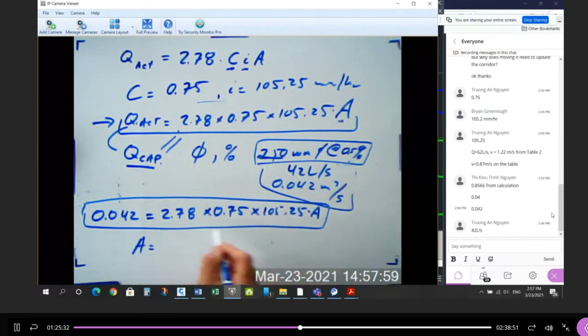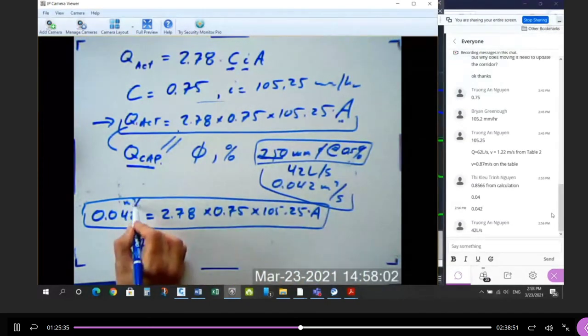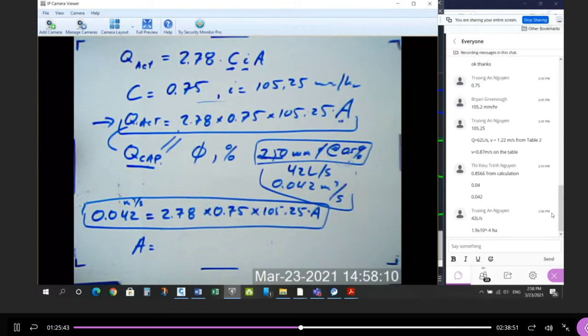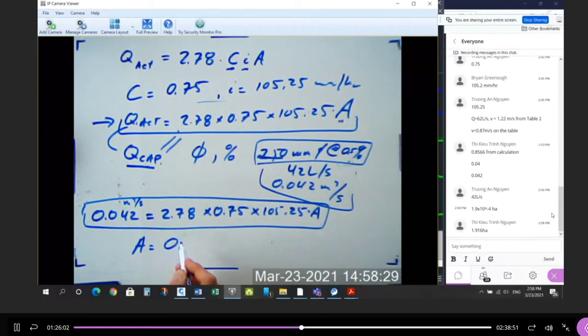So what's the area? This is going to come out in hectares, as long as this is in cubic meters per second. Give me hectares. So did you use this at 0.42? This should come out in hectares. 1.96, is that correct? Hectares? Somebody want to check that?